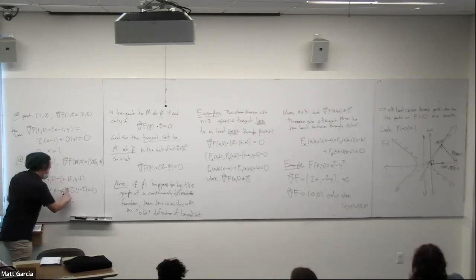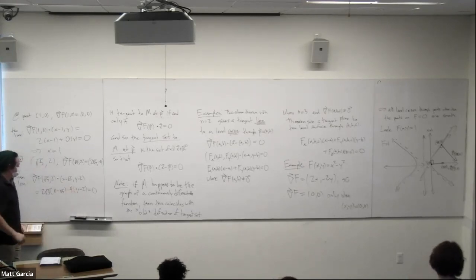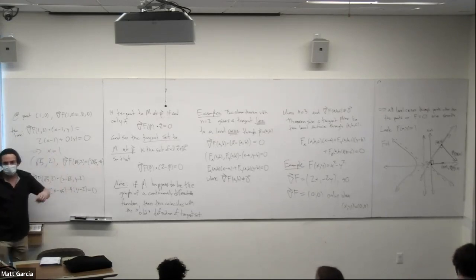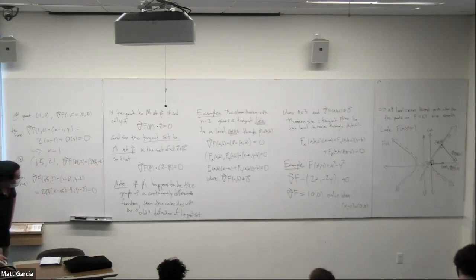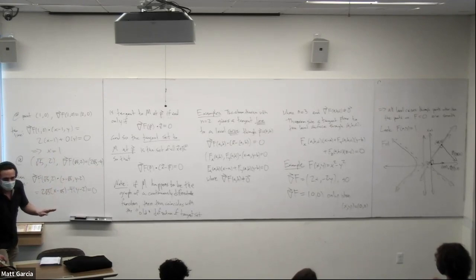Oh yeah, sorry. Good catch. I plugged in the 2, not actually the gradient evaluated at (root 5, 2). So in fact the slope is negative root 5 over 2, which is much more consistent with the picture. It's this line of negative slope. Okay, good.